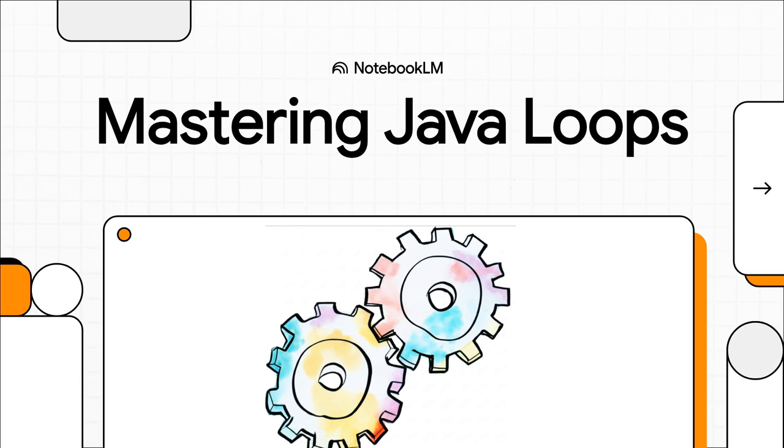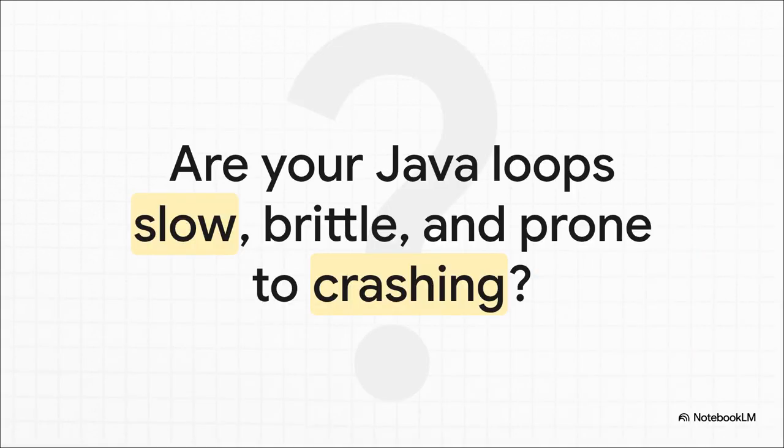Let's get into it. So, does this sound familiar? You write a loop. It works fine with 10 items. But then you hit it with real-world data, and suddenly it slows to a crawl. Or even worse, you're building a multi-threaded app, and out of nowhere, it crashes with some cryptic error. These are really common growing pains, but the good news is we're going to fix them today.